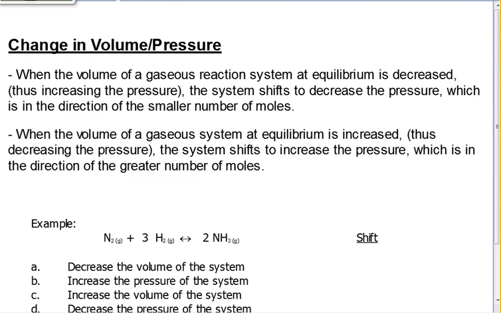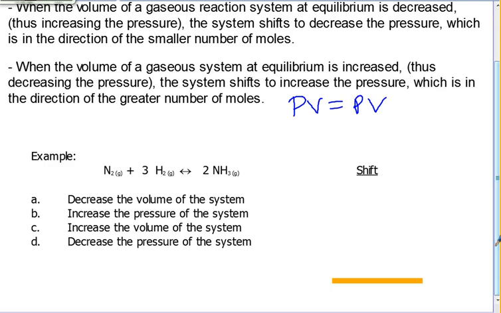Shifting to the next question. Volume and pressure. I want to remind you here that volume and pressure are inverses of each other. Does anybody remember the name of this equation that I just wrote down? Starts with a B. Boyle's. Yeah, Boyle's Law. And as the volume decreases, the pressure increases. They are inverses of each other.